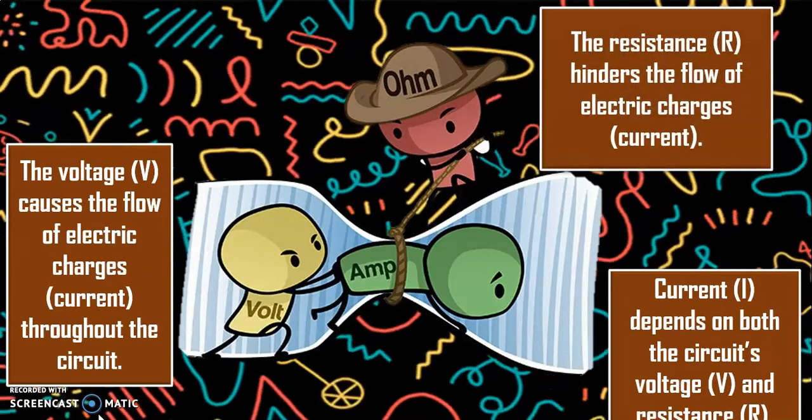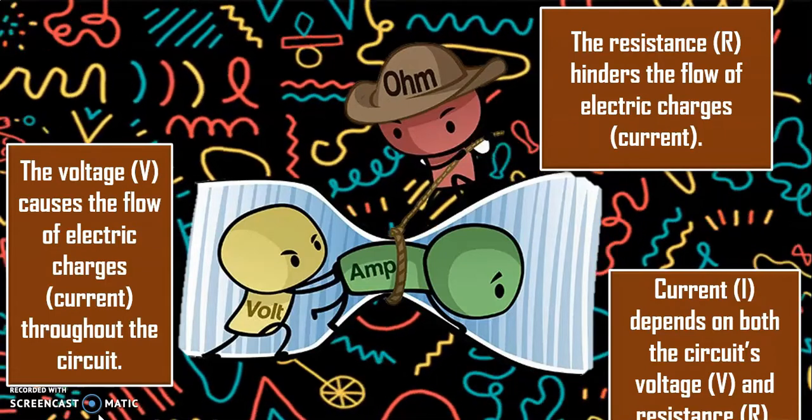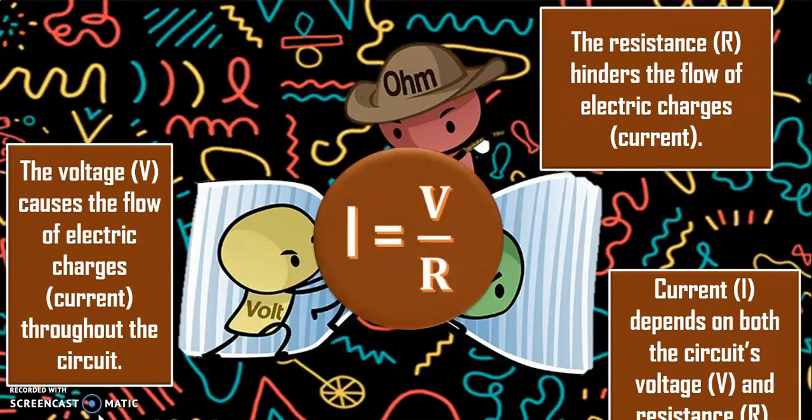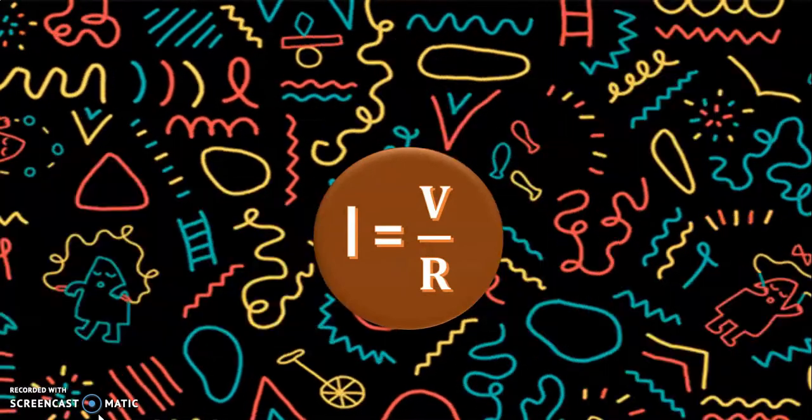Meanwhile, the resistance hinders the flow of electric charges. In other words, the resistance opposes current. These relationships can be mathematically expressed in the equation I is equal to V over R.